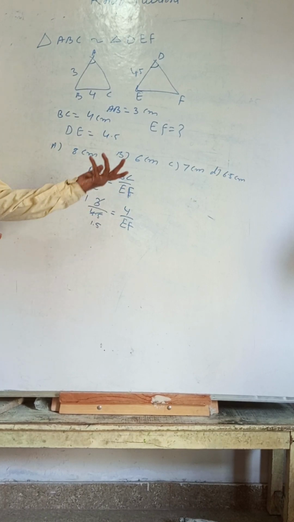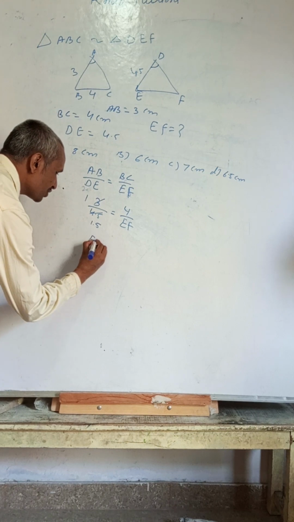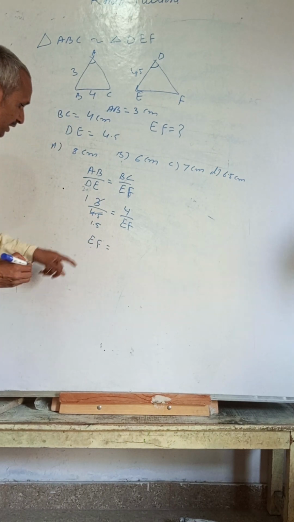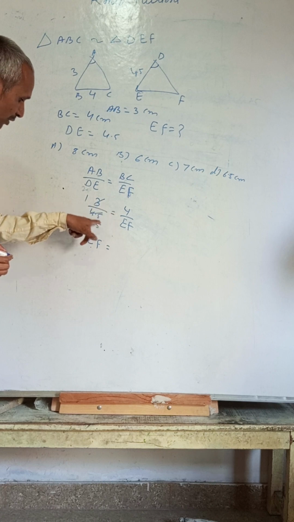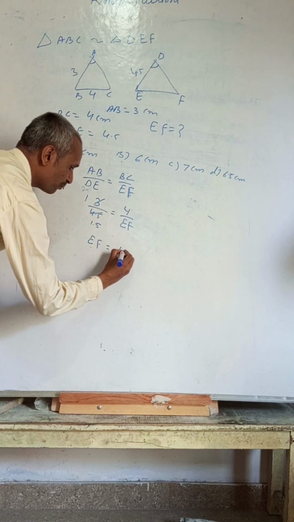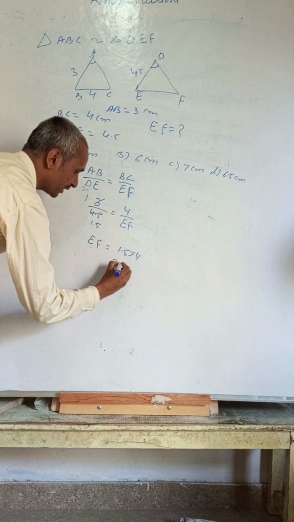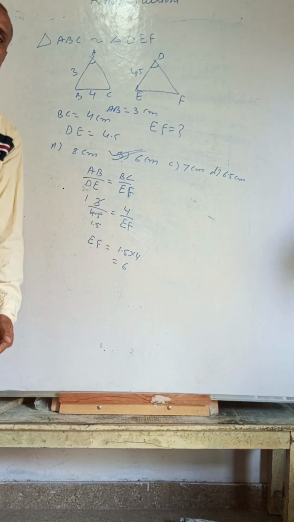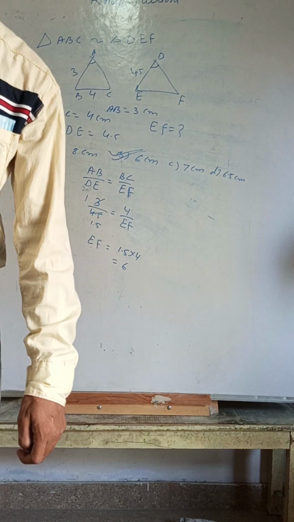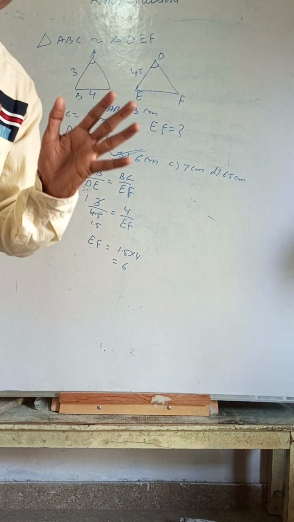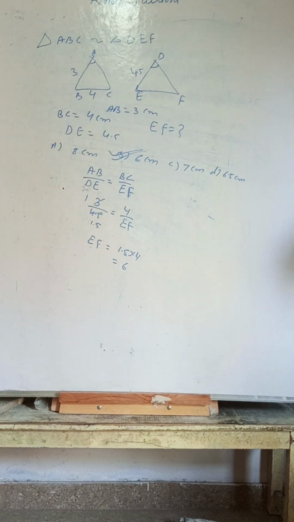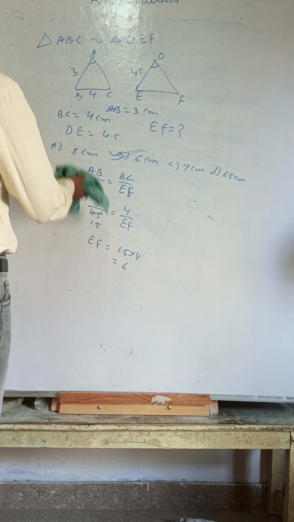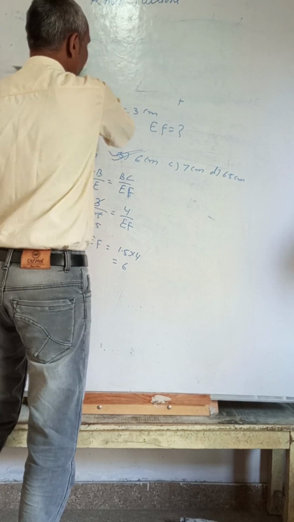If not cancelling, then multiplication. So EF is equal to, by cross multiplication, this number 1 and this number 1.5 into 4. 1.5 into 4 is equal to 6. So which option is correct? Our option B is the correct option, 6 centimeter, because if the triangles are similar, then their sides are in the proportion, or in the same ratios. Now we are going to the next question.